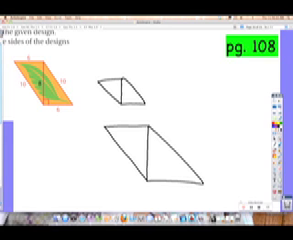Guys, shout out this right here. What would it be? 4. Cut it in half. That'd be 4. Thank you, Jovian.